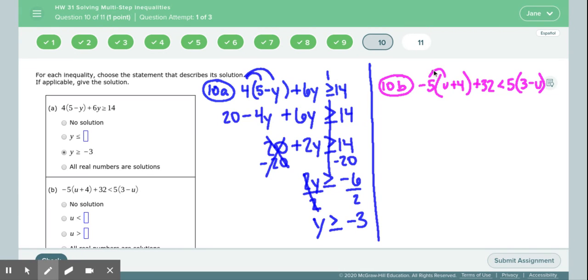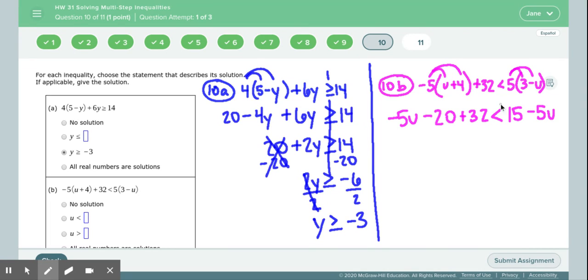Then I'll do the same thing for my second inequality. I get rid of my parentheses first, which means multiply, so I'll distribute. So this is going to give me negative 5u, and then negative 5 times 4 is going to give me a negative 20. Plus 32 stays as plus 32 because it wasn't in the parentheses. And then less than, I'll do this distribution on this side as well. 5 times 3 gives me 15, and then 5 times negative u is negative 5u.